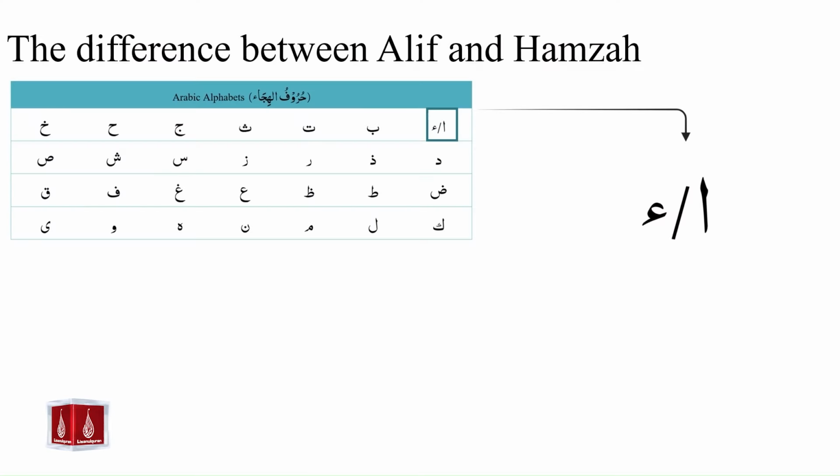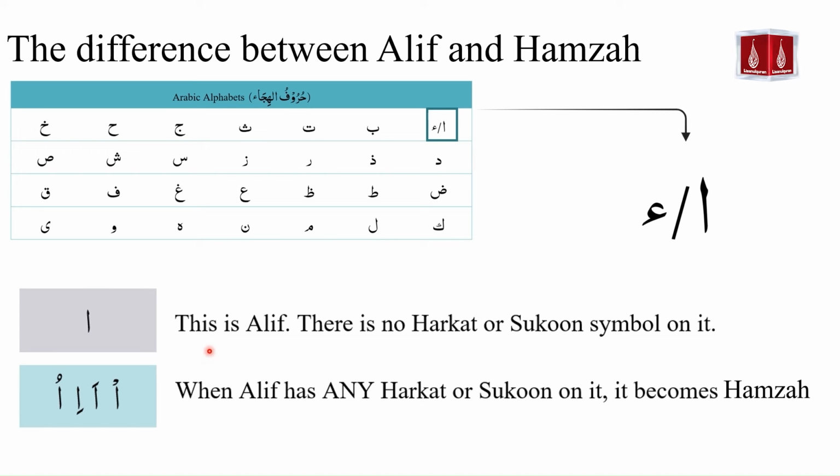Now that we have learned about harakat and sukun, let us go back to the chart of huruf al-hija. And you will notice that the first alphabet actually has two symbols associated with it. For those of us who are familiar with Urdu text, this symbol in the alphabet is called Alif, and this symbol in the Urdu alphabet is called Hamza. But what is the difference between these two when it comes to the Arabic text?